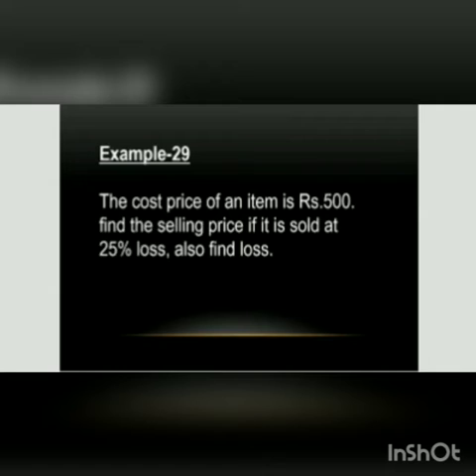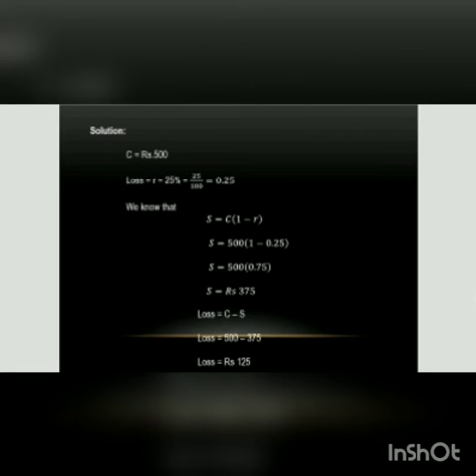Example number 29 says that the cost price of an item is rupees 500. Means we have purchased an item at the price of 500 rupees. Now find out the selling price if it is sold at 25% loss. Also find loss. Starting the solution, as usual we will simply write down the data first, which is cost as 500 rupees. Loss we are given here is 25%, which is 0.25.